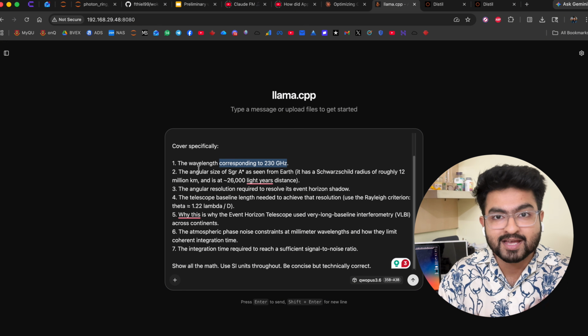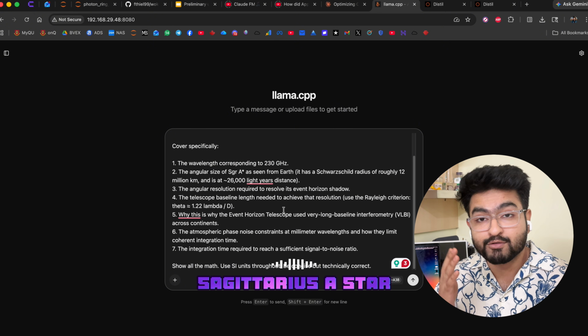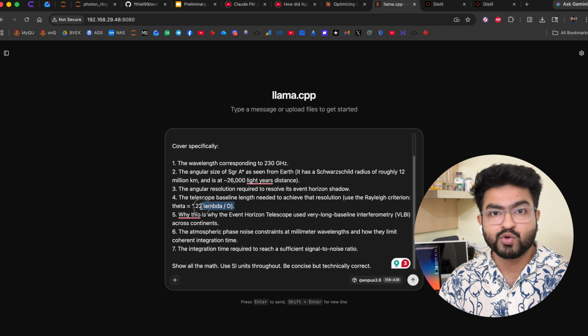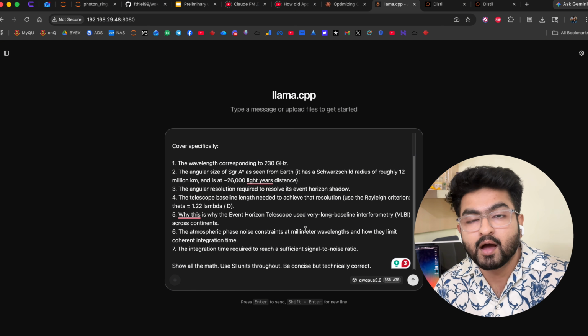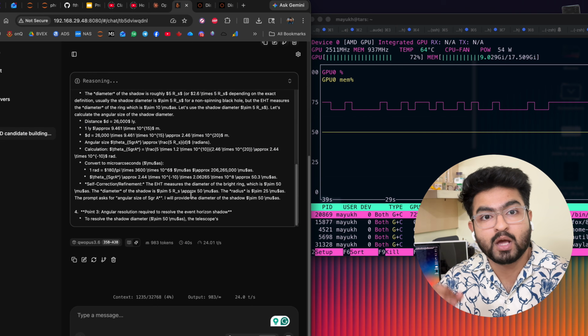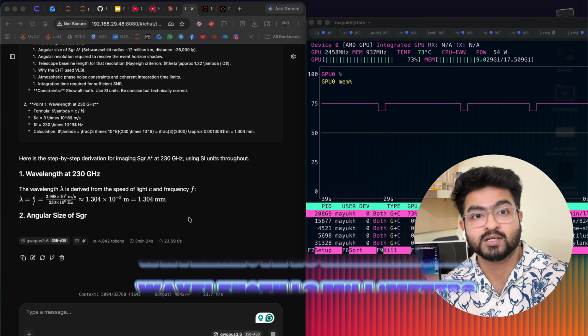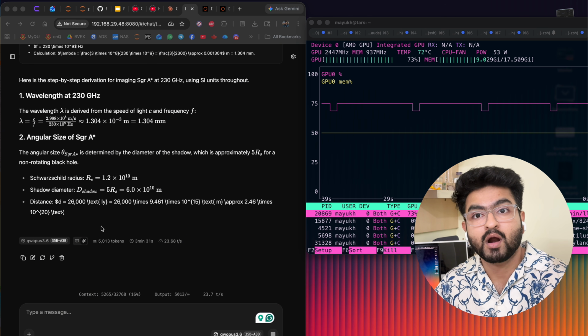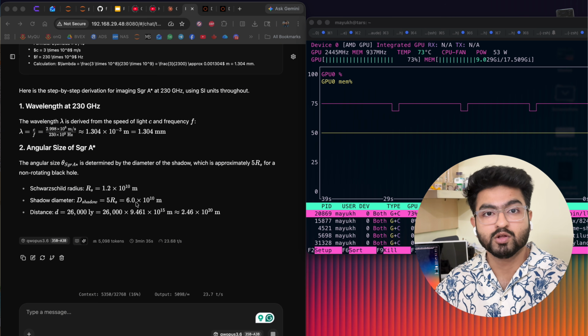How do I image Sagittarius A*, the supermassive black hole at the center of our galaxy, using a 230 gigahertz radio telescope? Show me the math. Wavelength 1.3 millimeters, correct. Angular size of the black hole shadow, about 50 microarcseconds across, that's also correct.